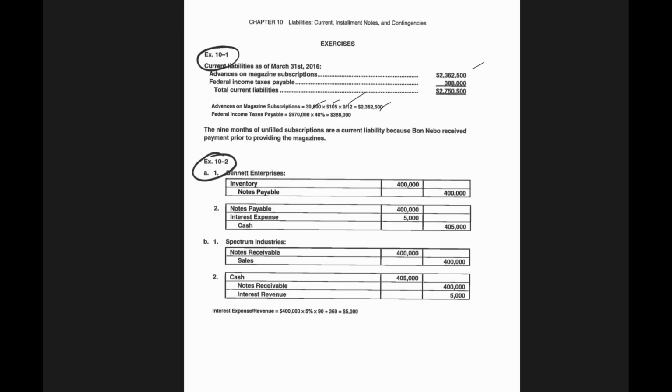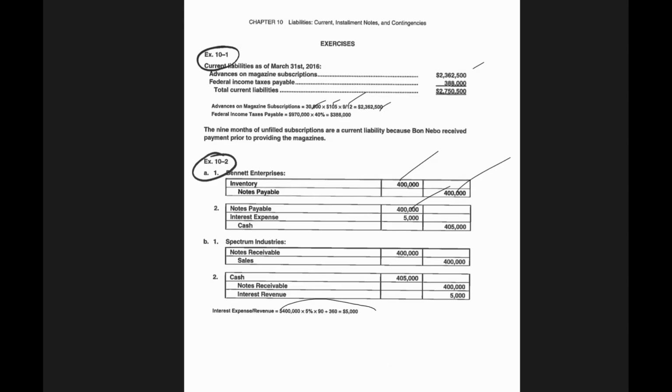Number 2, this enterprise issues a $400,000 90-day 5% note. All right, Bennett issues the note. So first, journalize Bennett's entries. Well, it was inventory. They took it as a notes payable. Number 2, they paid it. So now the notes payable goes away.